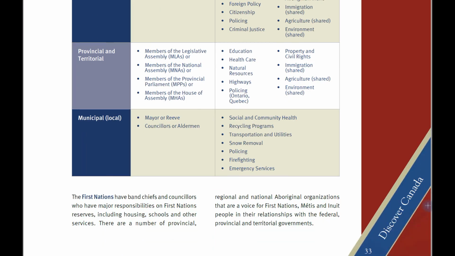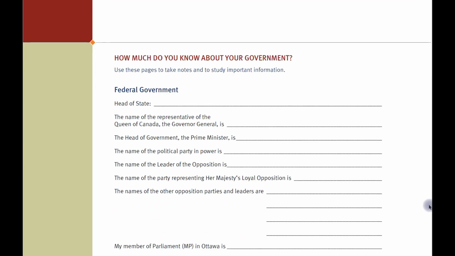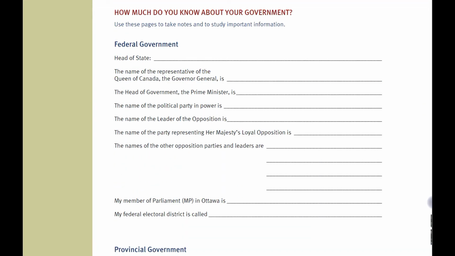How much do you know about your government? The following are some questions that you can use to test your knowledge about your government. At the federal government level, who is Canada's head of state? What is the name of the representative of the Queen of Canada, the Governor General? What is the name of the Prime Minister, the head of government? What is the name of the political party in power? What is the name of the leader of the opposition?